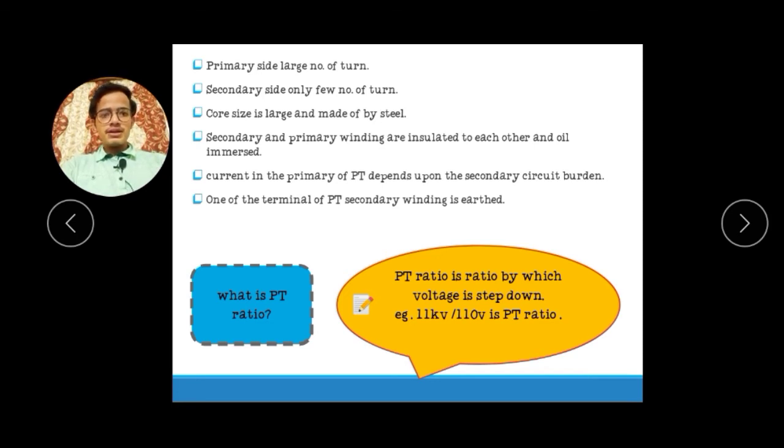Next is the PT ratio. What is the PT ratio? The PT ratio is the ratio by which voltage is stepped down. For example, 11 kV by 110 V is a PT ratio. Normally we convert high voltage, which may be in the range of kV or anything, and step it down to 110. We generally prefer 110 volts at the secondary of the PT, and that's why we use a 0 to 120 voltmeter at the secondary of the PT.